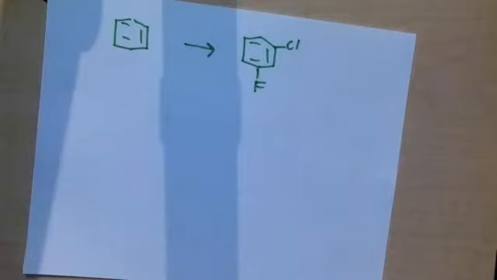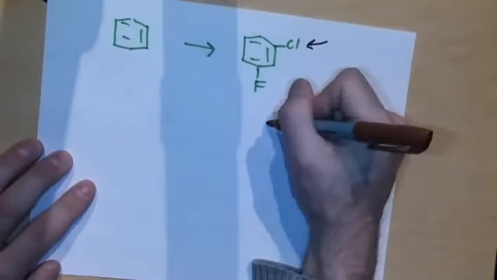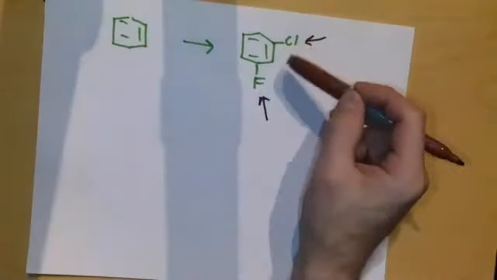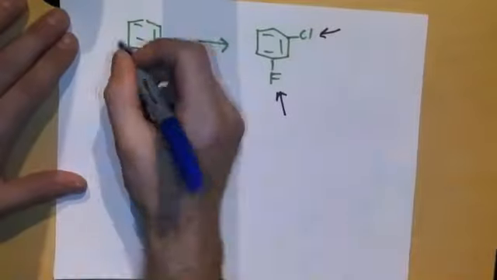Taking a look at this, I know I'm going to have to chlorinate. I know I'm going to have to fluorinate, which means I'm going to have to go through that diazonium pathway. It's the only way we know how to make fluorine. I know they need to be meta to each other, which means that I'm going to have a meta director at some point in order to do this reaction. So if I just try to chlorinate, I'm going to run into an issue.